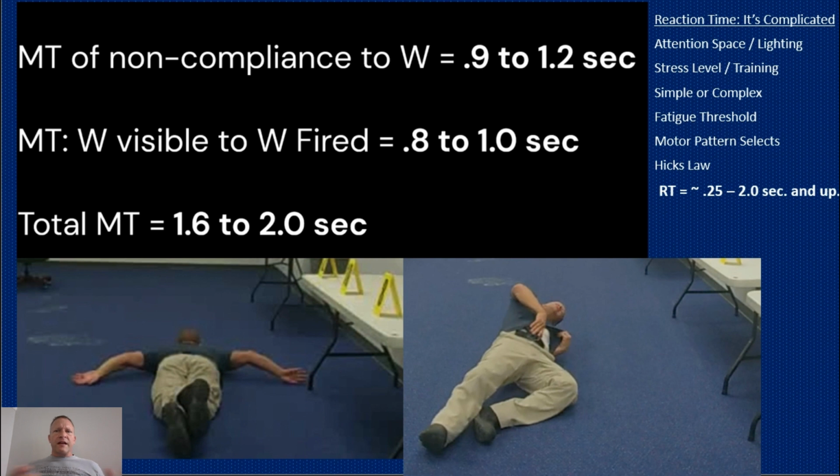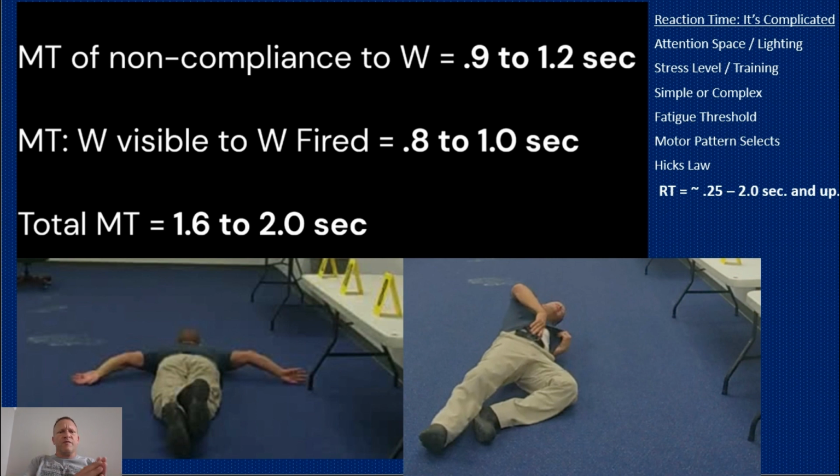But if we start breaking down all the times that we really need to pay attention to, first of all, let's look at the movement time of non-compliance to when a weapon is being presented. Now, in the video, I did multiple reps and got a little bit of a range, but basically, what could be construed as non-compliance movement, that was your beginning time, all the way to when a weapon was basically seen, ranged between 9/10 and 1.2 seconds, depending on whether I went left, right, left-handed, right-handed, rolled left, rolled right, and so forth. But let's just say it's a second.